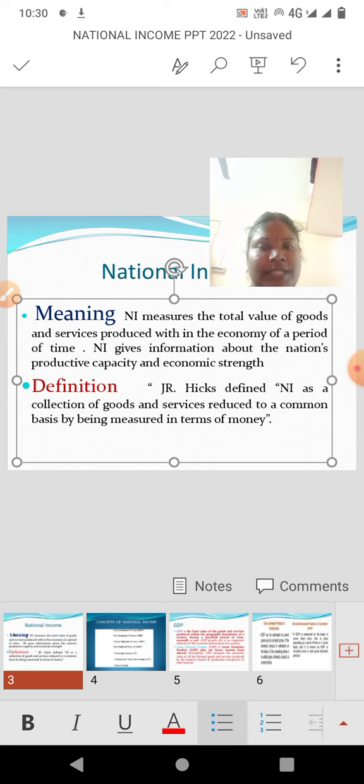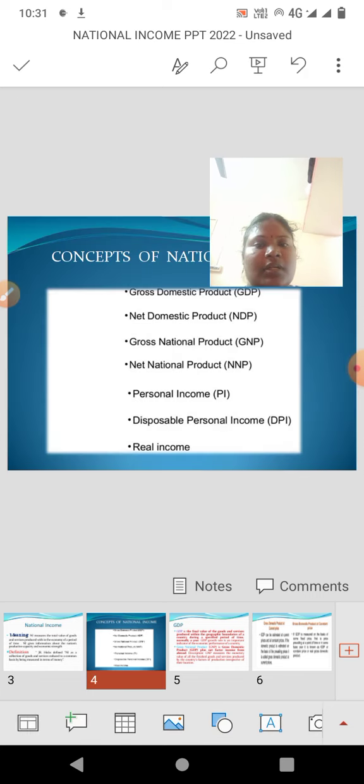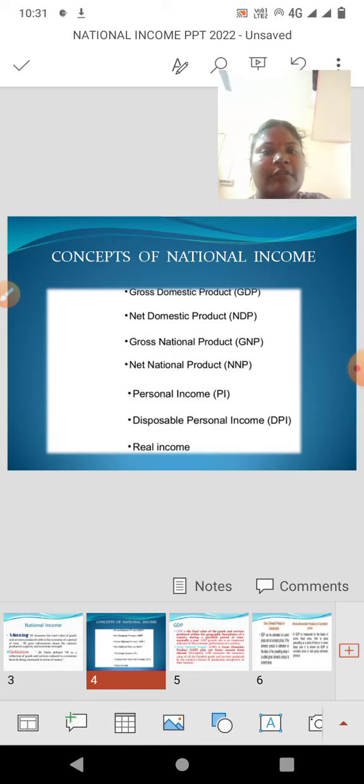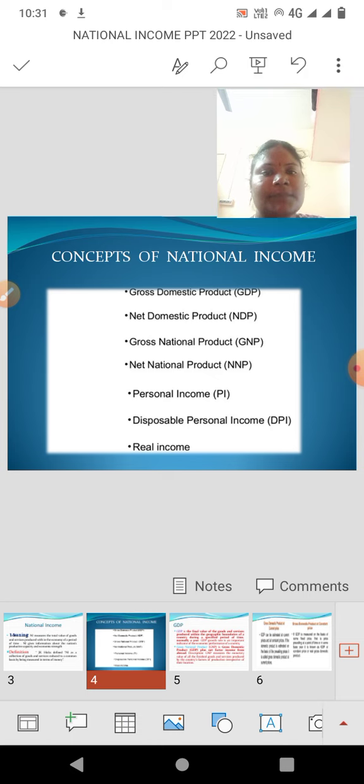Definition of national income. According to J.R. Hicks, national income is a collection of goods and services reduced to a common basis by being measured in terms of money. This is the concept of national income.